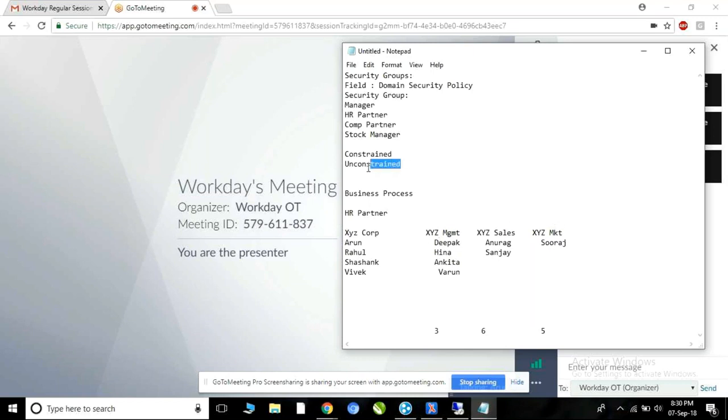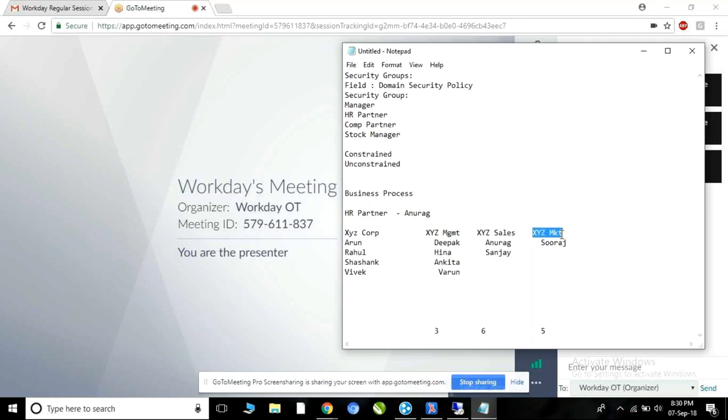But if a group is unconstrained, then that means that I can make, let's say, Anurag the HR partner, irrespective of the organization. He can be the HR partner for XYZ Corp as well. He can be the HR partner for XYZ management as well. He can be the HR partner for XYZ sales as well. And he can be the HR partner for XYZ marketing as well. Okay. Is that bit clear?